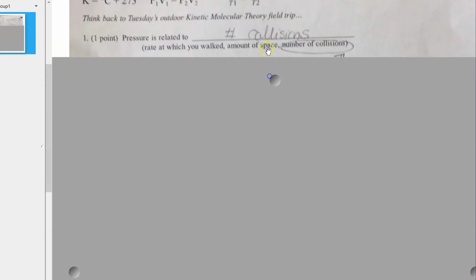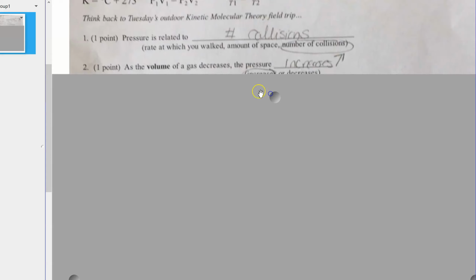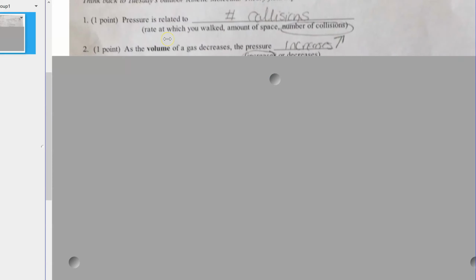So pressure, imagine that you are a moving gas molecule. What is your pressure? It's the number of collisions that you have against other molecules in the container that you're in. The rate at which you walked, that's your speed, that's your energy, that's your temperature. The amount of space you take up is your volume. So let's say this, if we keep everything else constant, if we squish the container down, we make the volume decrease, the pressure will increase.